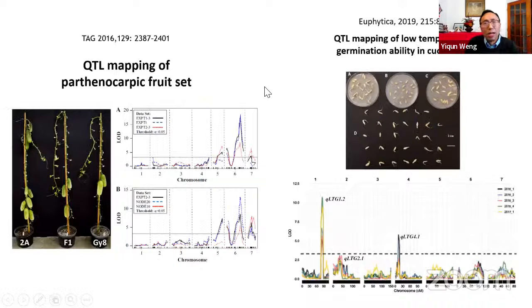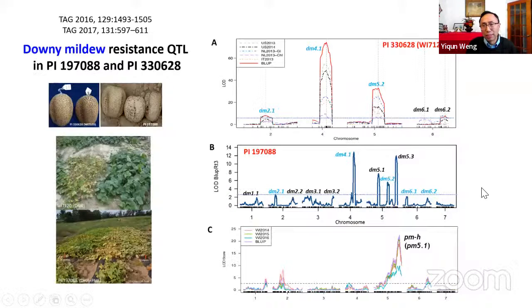Here is an example of how molecular markers were developed through QTL mapping, like for low temperature germination capacity and for disease resistances. Here, as an example, through QTL mapping we identified several QTL for downy mildew resistance in 2 PI lines. Some major QTL we already cloned. This kind of information is very important for its use in breeding disease resistance.